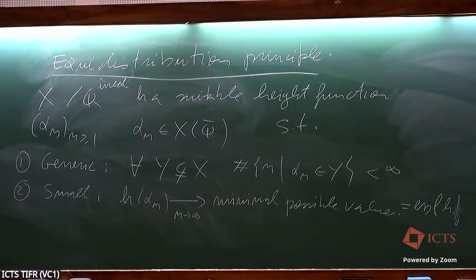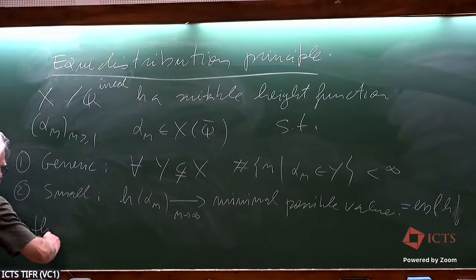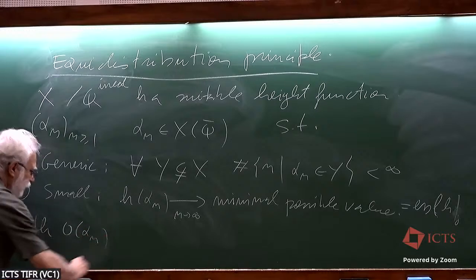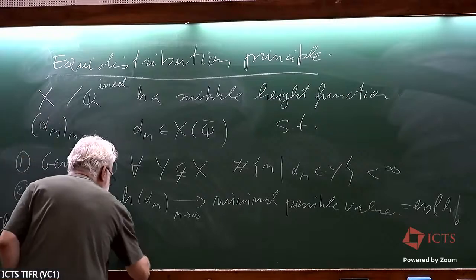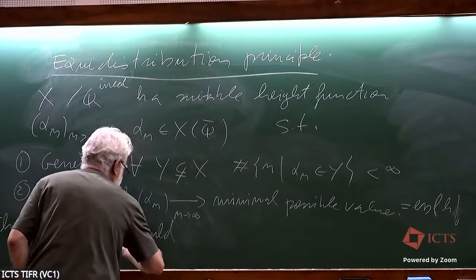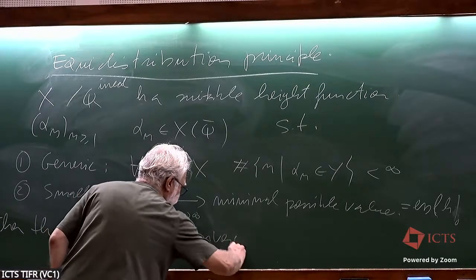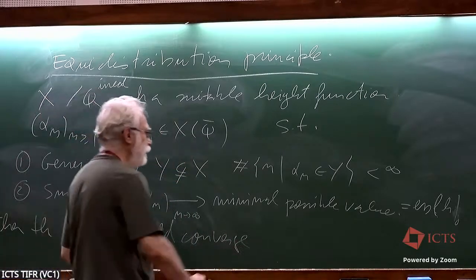So I assume that I have a sequence that is generic and the height of the points converges to the minimal possible value. Then the equidistribution principle tells me that the orbits O of alpha n, so these are finite sets, should converge to a fixed shape.